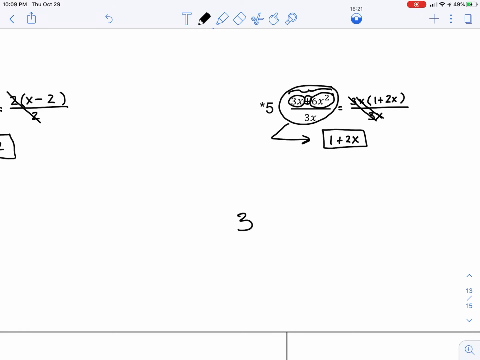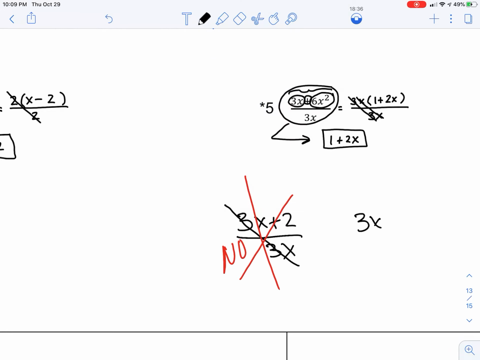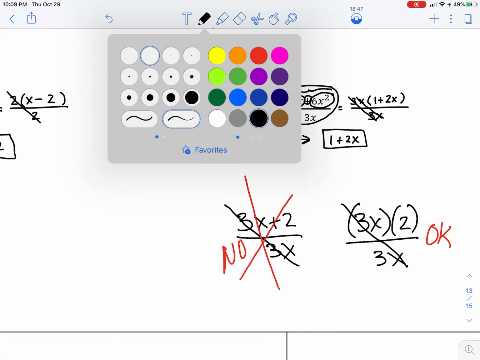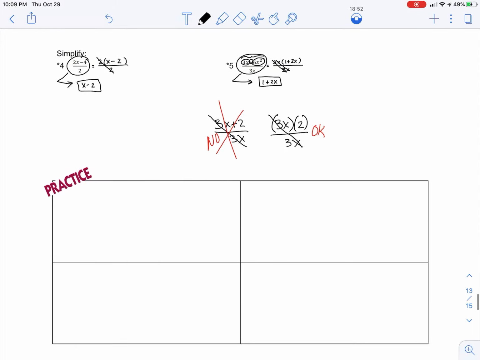All right, and you might want to write that in your notes if you like. You can actually put here 3x plus 2 over 3x. Show that you canceled it, but say, oop, nope, can't do that. In fact, I'm going to change it to red and say, no, we cannot do that. But you can if it's 3x times 2 over 3x, then that's okay. That's something you might want to put in your notes as a memory recall.